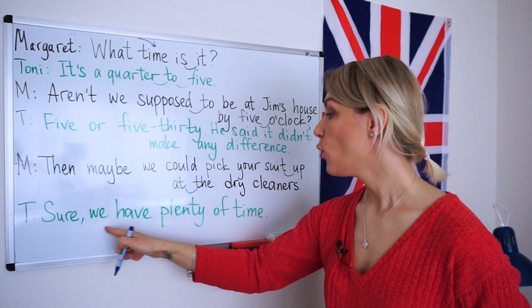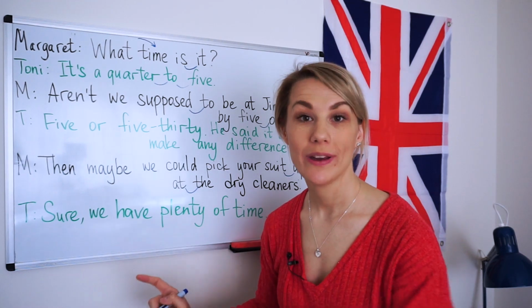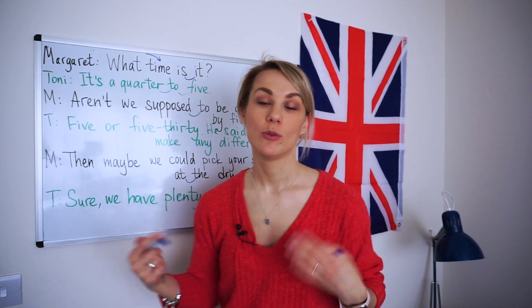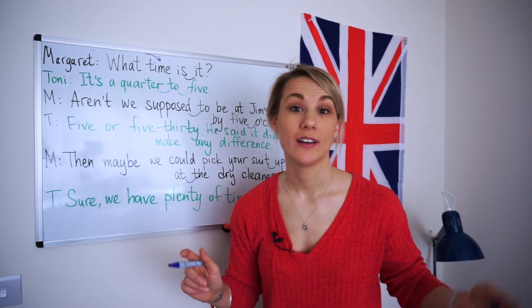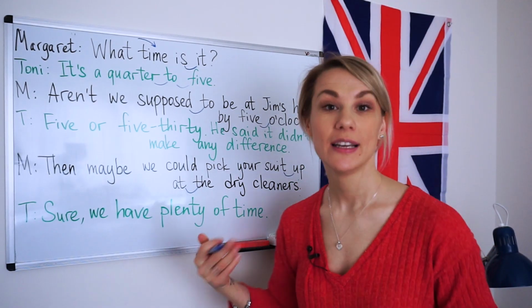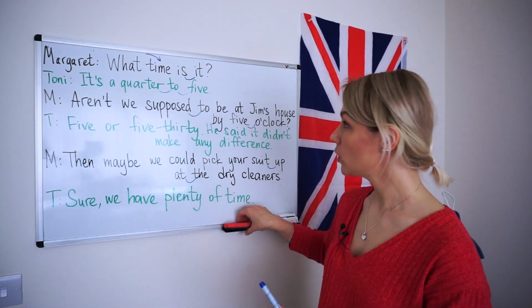Sure. We have plenty of time. Not we have with plenty of time. This is a weak form here. We don't pronounce we have plenty of time. We say with plenty of time. And of here the v can disappear as well. Plenty of time. So let's see what we can erase.